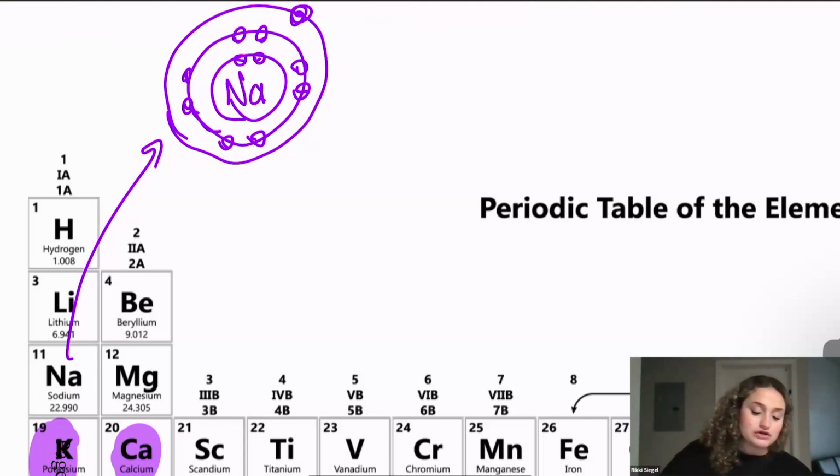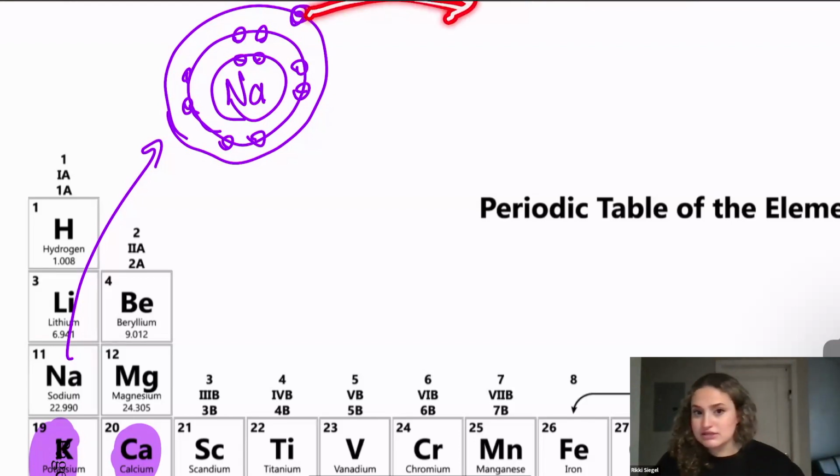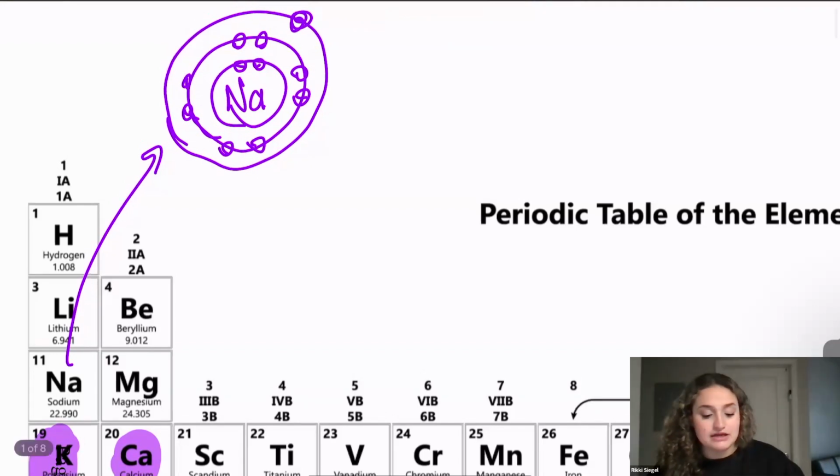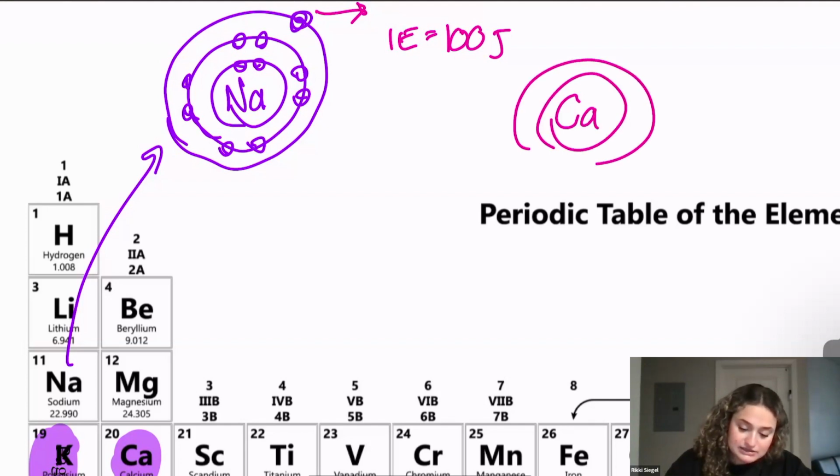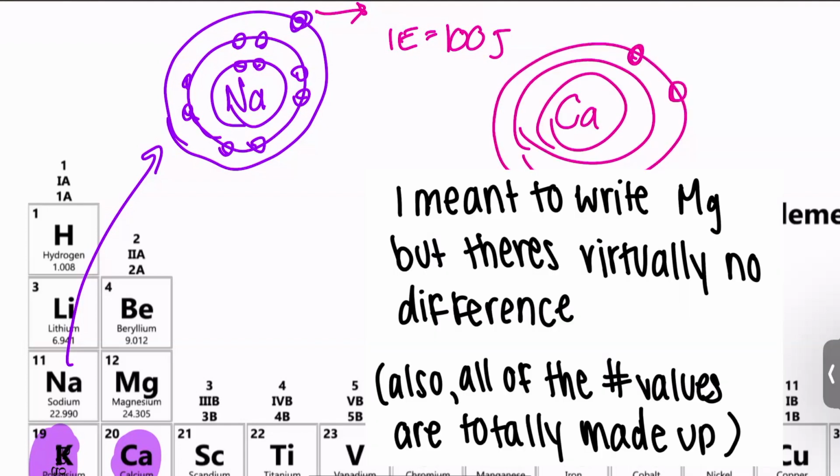Okay, so sodium, he's like, oh, I'll give it away, but it doesn't just fall off. You still need to add a little bit of energy to take it. So for you to take this one electron, he's like chilling. He's like, okay, you could take it. It might take like 100 joules of energy. Not too bad.